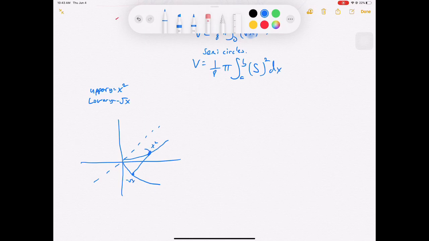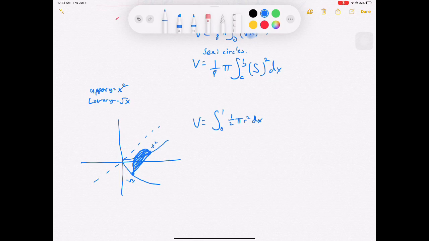To build a semicircle, that's half a circle. Looks kind of like a rainbow. So the volume is equal to, let's start from scratch, the integral from, let's say, 0 to 1 like we did before. And we want to find semicircles, so that's going to be 1 over 2 pi r squared dx.